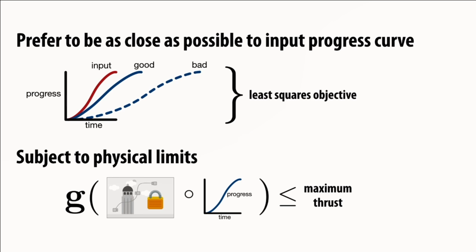In the interest of time, though, I'm intentionally leaving out a couple of details. In particular, I'm not describing how we represent the progress curve being optimized, nor am I describing how we measure distance from the input progress curve. For more details on these modeling decisions, see the paper.